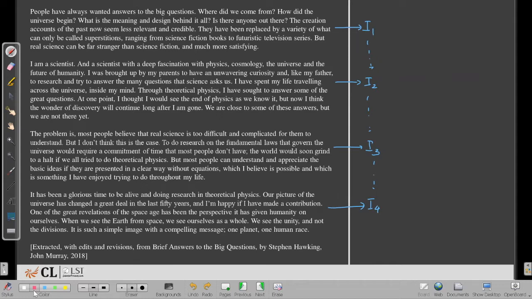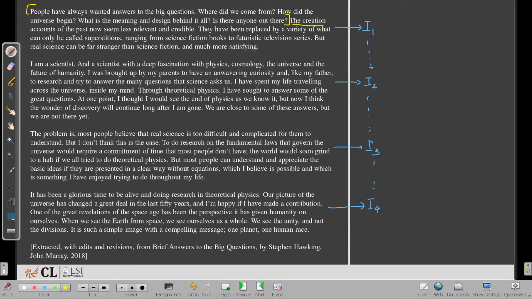Right. Let's now look at the first paragraph. It starts by saying people have always wanted answers to the big questions. Where did we come from? How did the universe begin? What is the meaning and design behind it all? This particular part is talking about certain questions that people have, and people wanted answers to all these kinds of big questions. Where did we come from? How did the universe begin? And I should also pick this one: is anyone out there? Are there alien species out there? We need answers to these questions. Then all the creation accounts of the past now seem less relevant and credible.